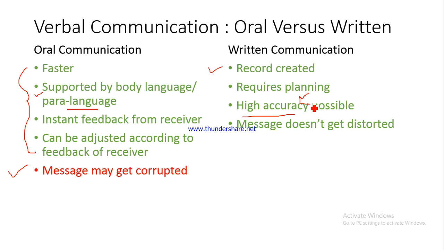Then please also understand, because this happens, the message won't get distorted. So if I send across an SMS or a written message on WhatsApp to the CR, he can communicate the same message to you, and there would be no distortion of the message. There would be no instances of the message getting corrupted, which happened in the case of oral communication, right?